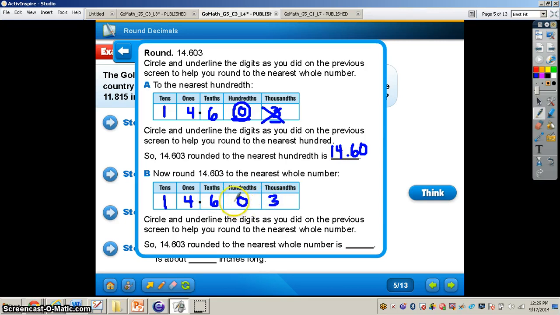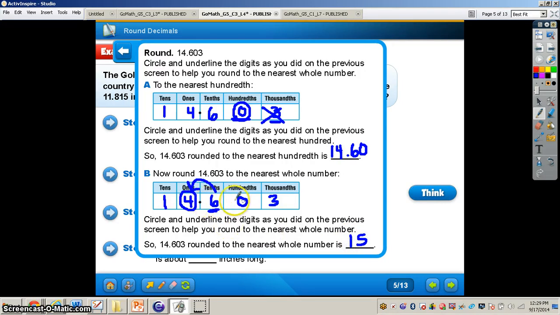This time we are circling the number 4 because it's to the nearest whole number, and we're going to underline that 6 because it's to the right of the place we are rounding. Okay, so we can key in on that 6. That is obviously 5 or greater. So since that 6 is 5 or greater, we're going to add 1 more to the ones place, making that 4 into a 5, and then adding my 1.